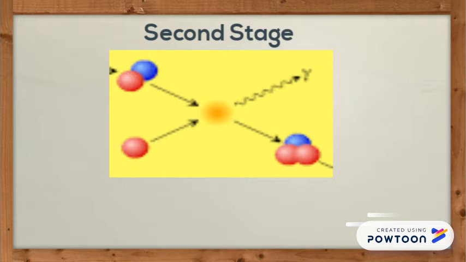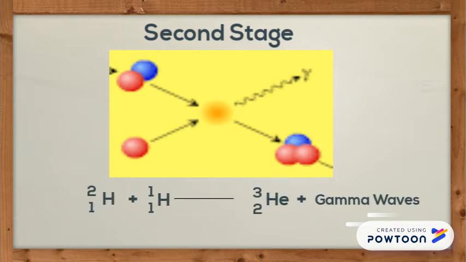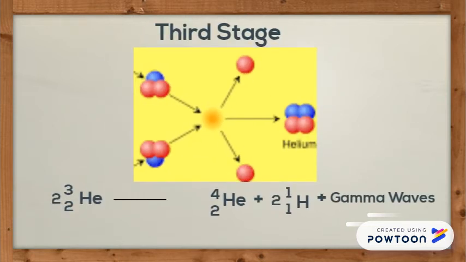Moving on to the second stage, the deuterium fuses with another hydrogen to form helium-3 and gamma waves. In the third stage, two helium-3 fuse together to form helium, two hydrogen atoms, and gamma waves. This is a chain reaction where the two hydrogen atoms can fuse again in the first stage.